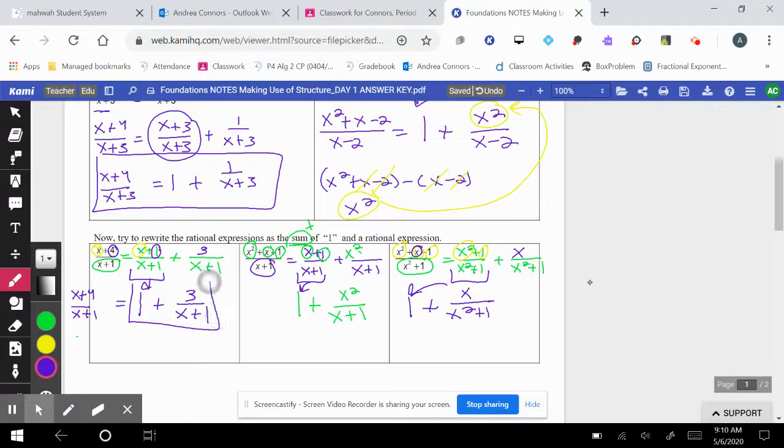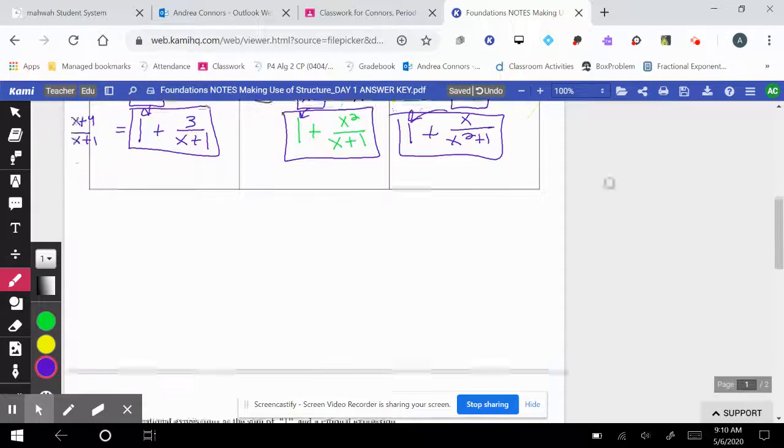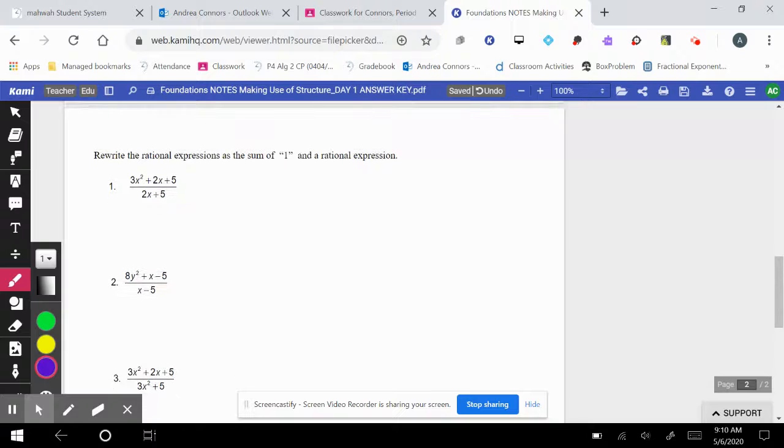So you guys are going to do the last 4 on your own on the second page. So these four you're going to do on your own. Make sure you submit all of this and we'll Zoom at the end of the period.